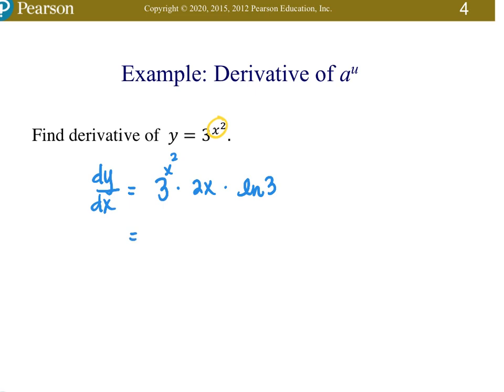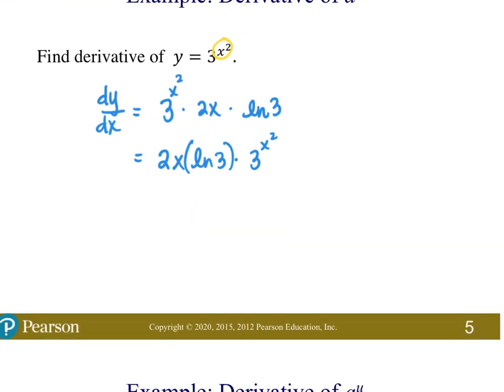The final order would be written like this. The 2 comes first, then the x, then the natural log 3, and then after that would be the 3 to the x squared, usually listed last. And lots of times you'll see the natural log of 3 put in parentheses. Okay, it's kind of flexible whether you use parentheses or not.